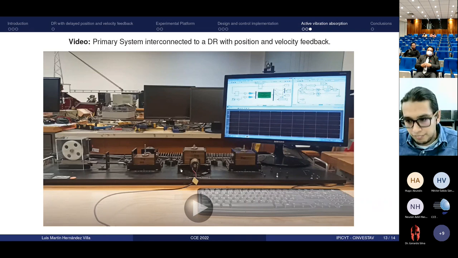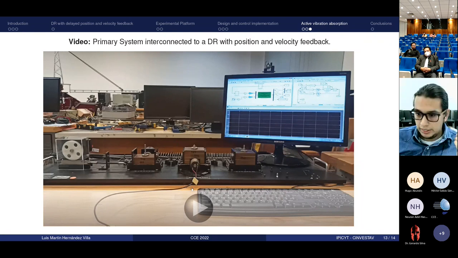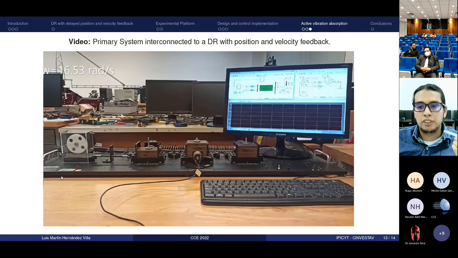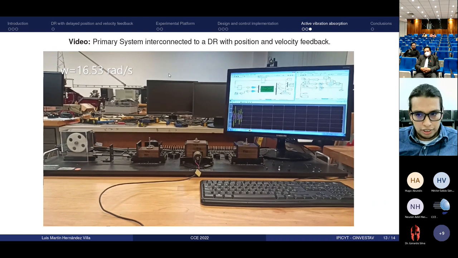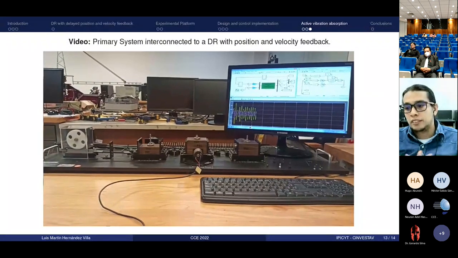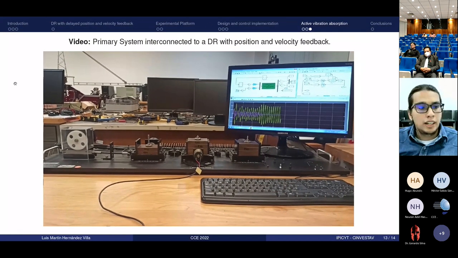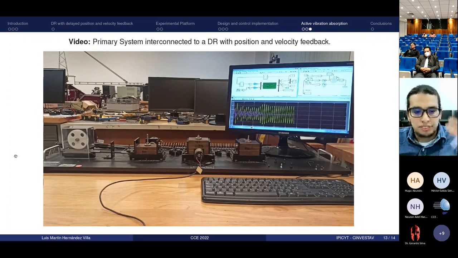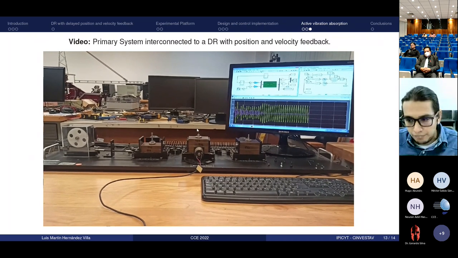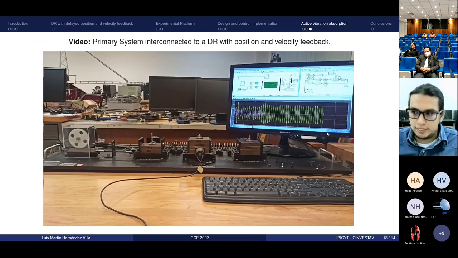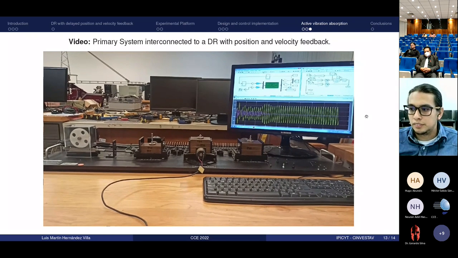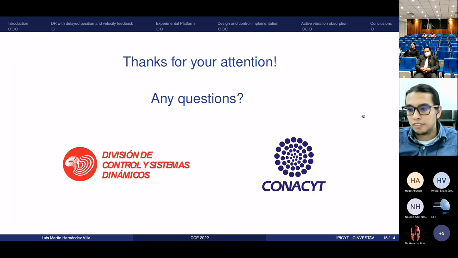Remember, this is the primary system, and this is the secondary system. And the primary system is disturbed by this small DC motor. Okay, this is the disturbance frequency. And we can observe how after these 5 seconds, the vibrations on the primary system are suppressed.